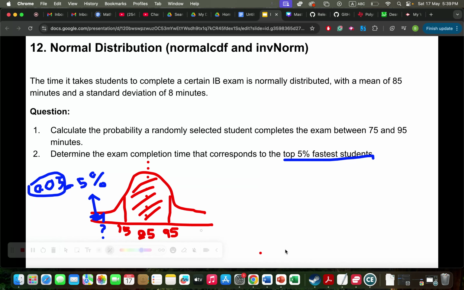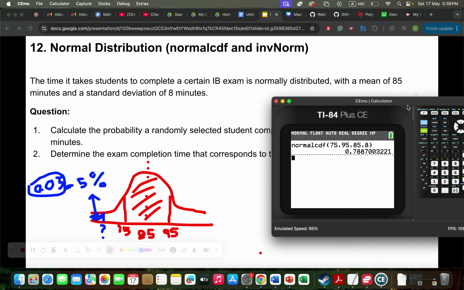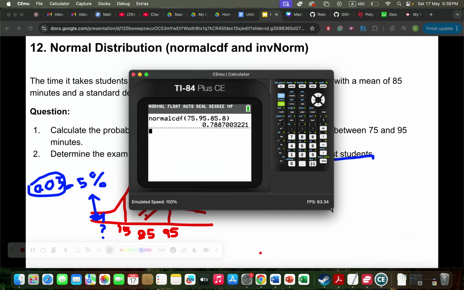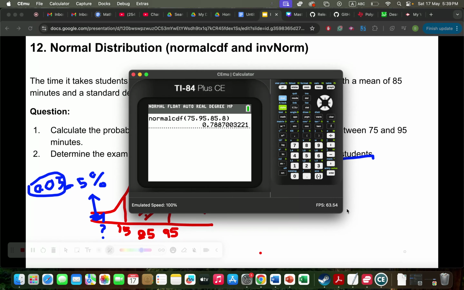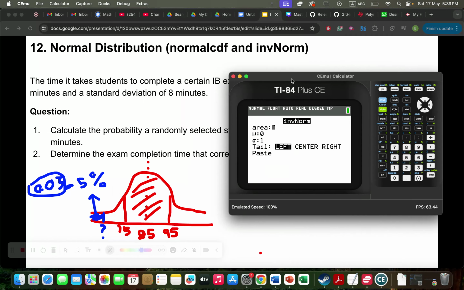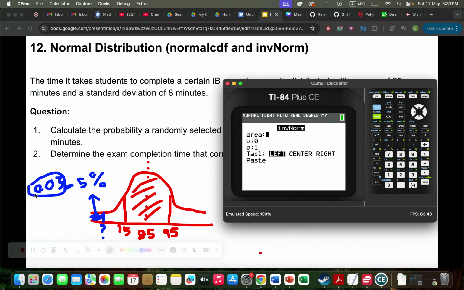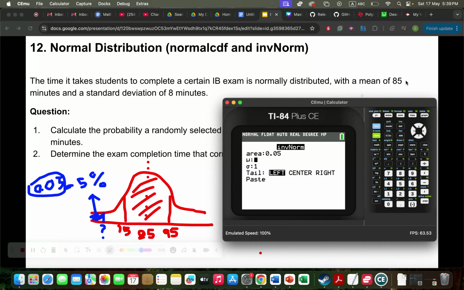Now, there is a feature that allows you to do that on the calculator. So again, on the calculator, I'm going to go back to second vars. I'll choose inverse norm, which is option 3. Now it will ask for the area. The area we just found was 0.05. It's the one that is in blue. That's why I say a diagram is so important. You need to draw it. So I'll put 0.05 here. The mean would be the same mean value we have here, which is 85.